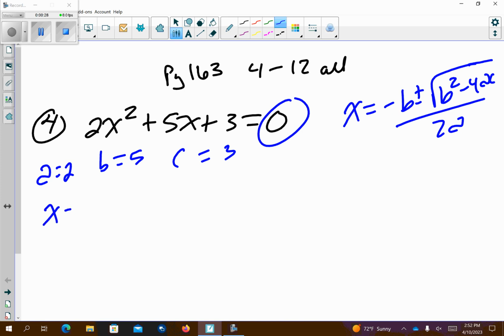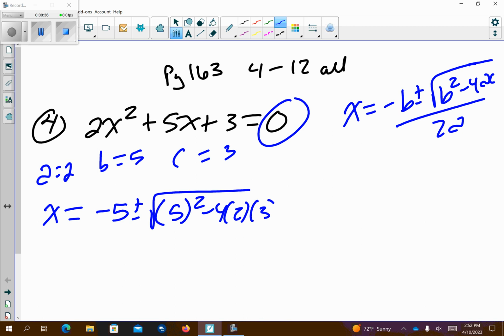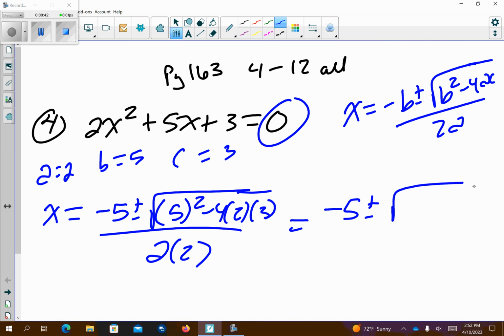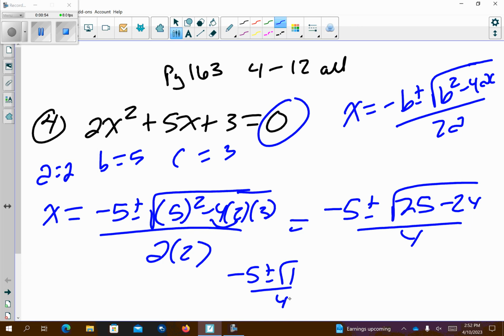So I'm going to get x equals negative, and then plug 5 in. That's our B value, plus or minus 5 squared minus 4ac, all divided by 2a. So let's work this out a little bit. So 5 squared is 25, and then that's going to give me negative 24 over 4. So I get negative 5 plus or minus square root 1 over 4.